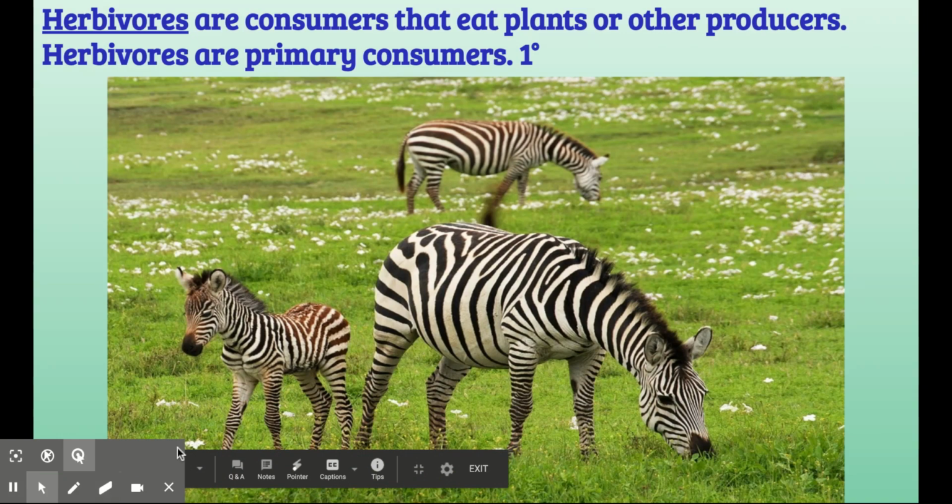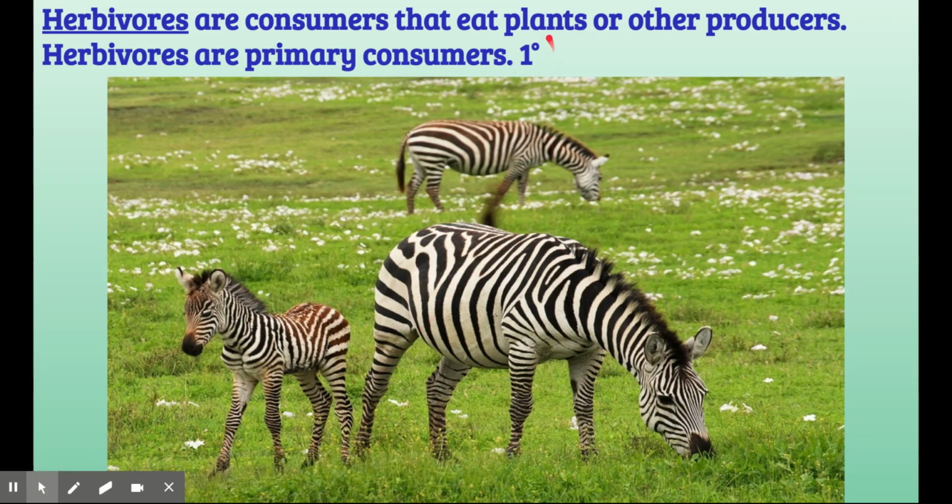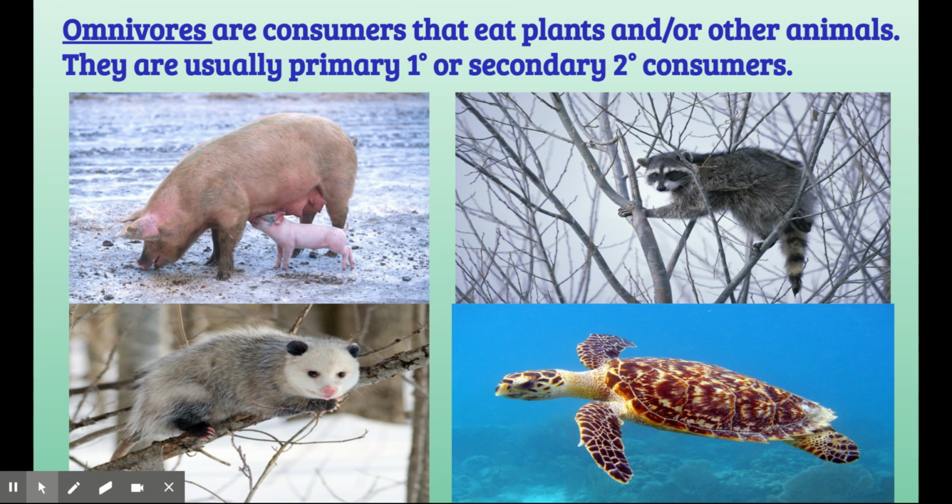Now we do use this abbreviation, 1 degree, but that is also a short abbreviation or symbol for primary. In environmental science, if you're talking about a primary consumer and you use this, everyone will understand, because that's an abbreviation that we use. All right, so that's herbivores. The next type of consumer are omnivores. Omnivores are really cool consumers because they can eat either producers or other consumers.